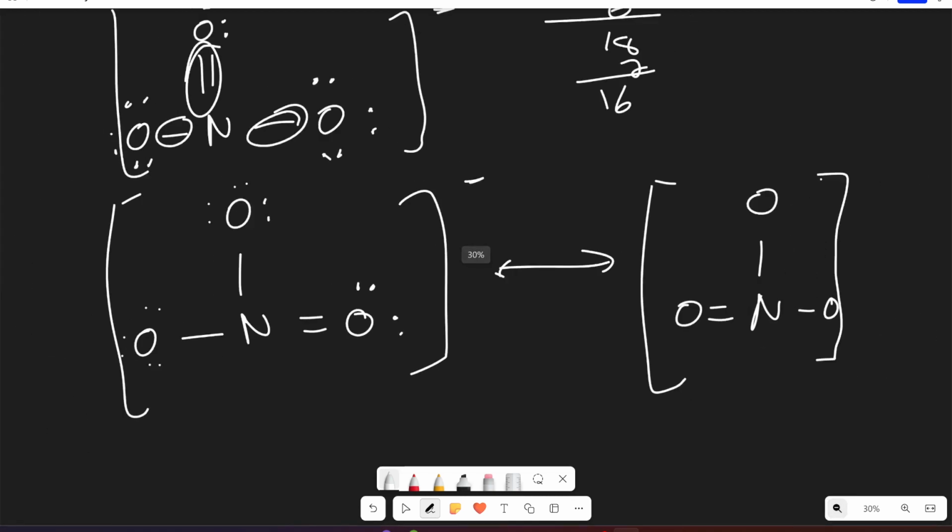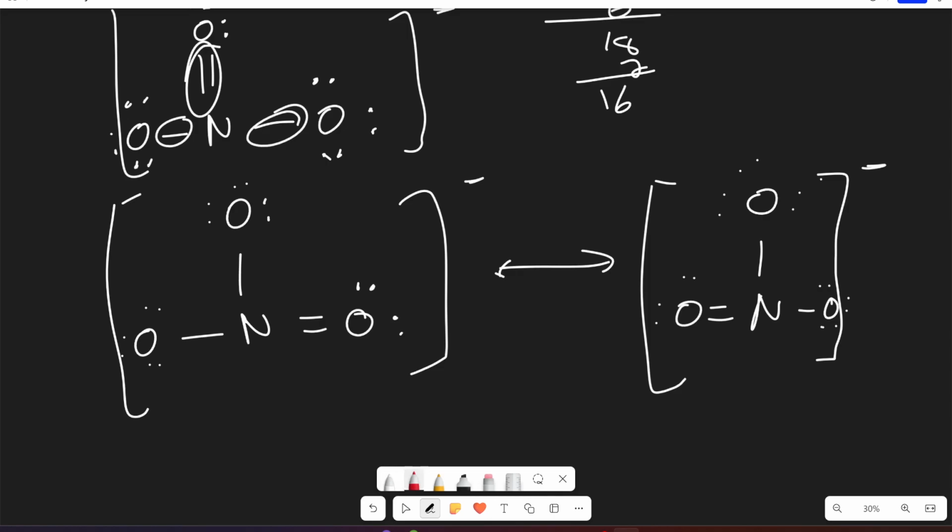Let me just zoom out a little bit here. I'll draw my brackets. I have a -1 charge, and then all there's left to do is put in my lone pairs here. So I'll just have this and this and then that. A little messy, but that's essentially what it would look like if we had resonance with a polyatomic ion.